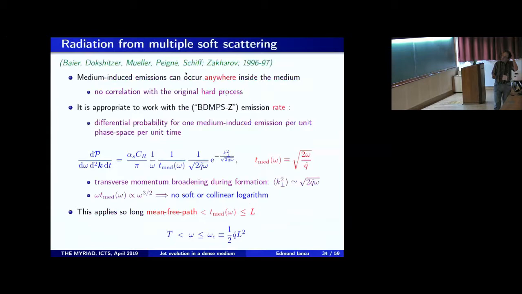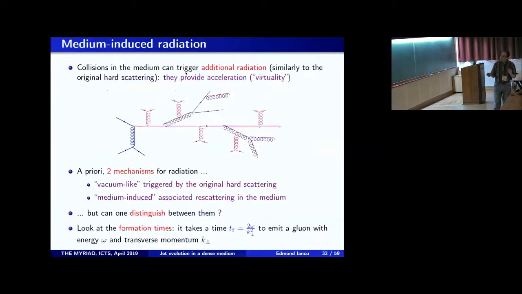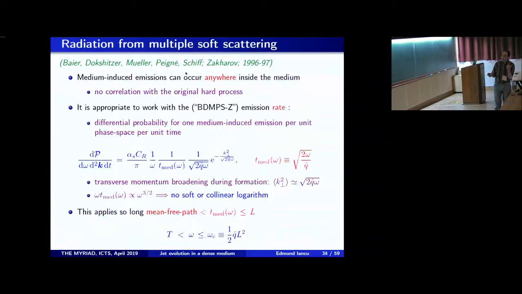Unlike the vacuum-like emissions, which have a formation time naturally measured from the hard process, the medium-induced emissions have a formation time naturally measured from the scattering. And the scattering can occur anywhere, so the formation time can be measured from anywhere; in other terms, the gluon can be emitted anywhere inside the medium. Because of that, it is appropriate to work not just with the spectrum, but with the emission rate, which is the probability to emit a gluon with a given omega, a given k perp, and per unit time. And this is quite intuitive to write down the formula. Of course, it requires some work, but it is quite intuitive.